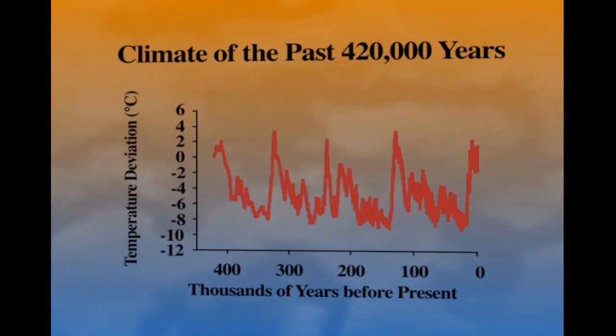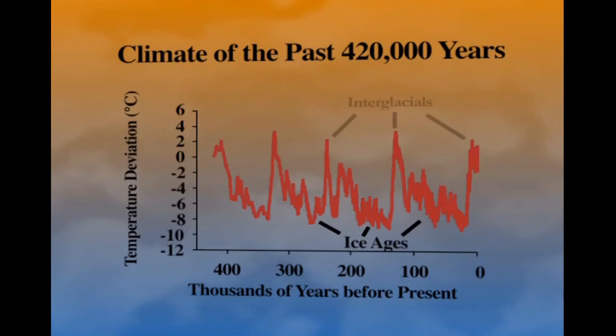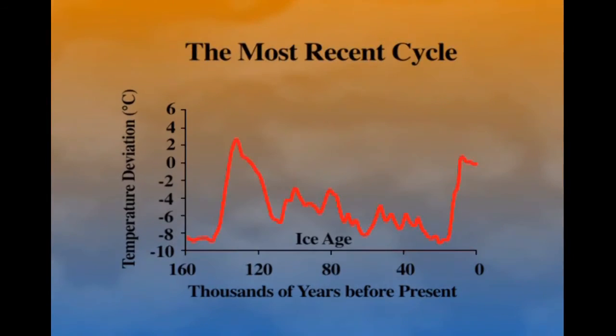Now let's take a look at a close-up version of that. These cool periods are ice ages. The warm periods are called interglacials. And I want to focus now on the most recent cycle, from the last warm period before the one we're in now and the ice age in between. So here's the most recent cycle.